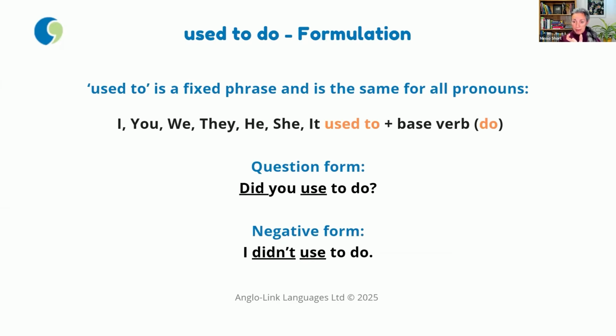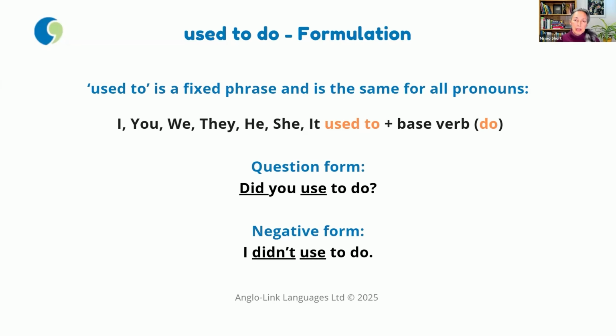Used to is a fixed phrase and is the same for all pronouns: I, you, we, they, he, she, it, used to. This semi-modal verb, used to, is always followed by the base verb: used to do. Right? Again, very simple. Just a little point: for the question form and negative form, we need to use an auxiliary. It's not a direct question or negative. We need to use the auxiliary verb did, and then the negative didn't.